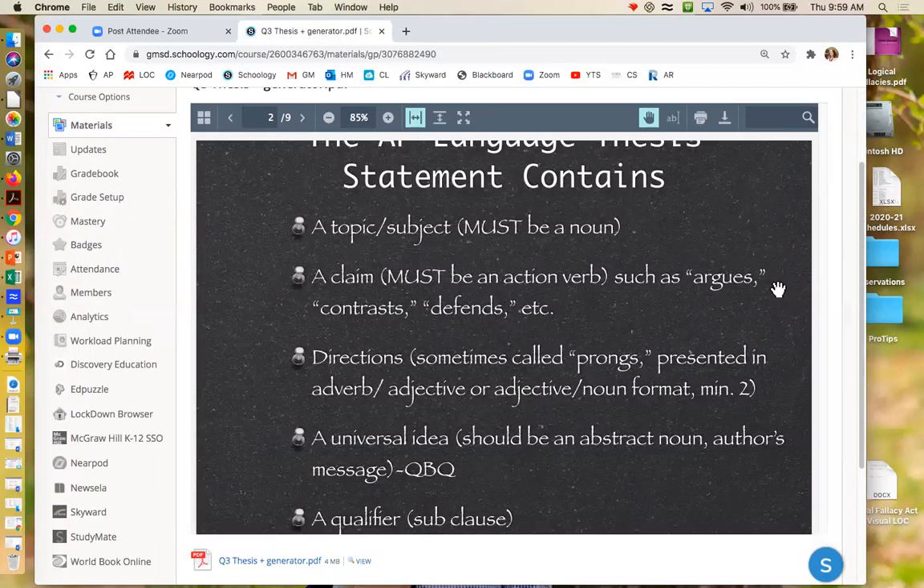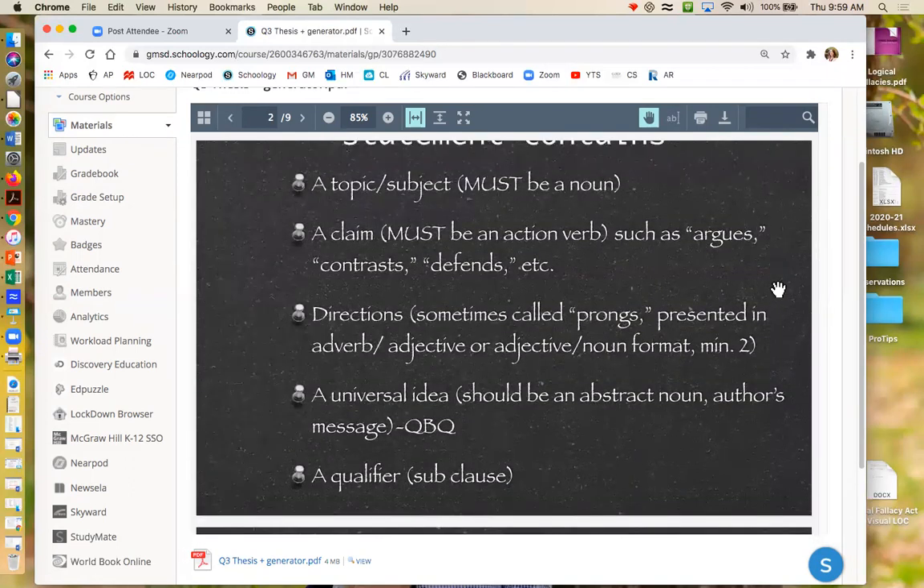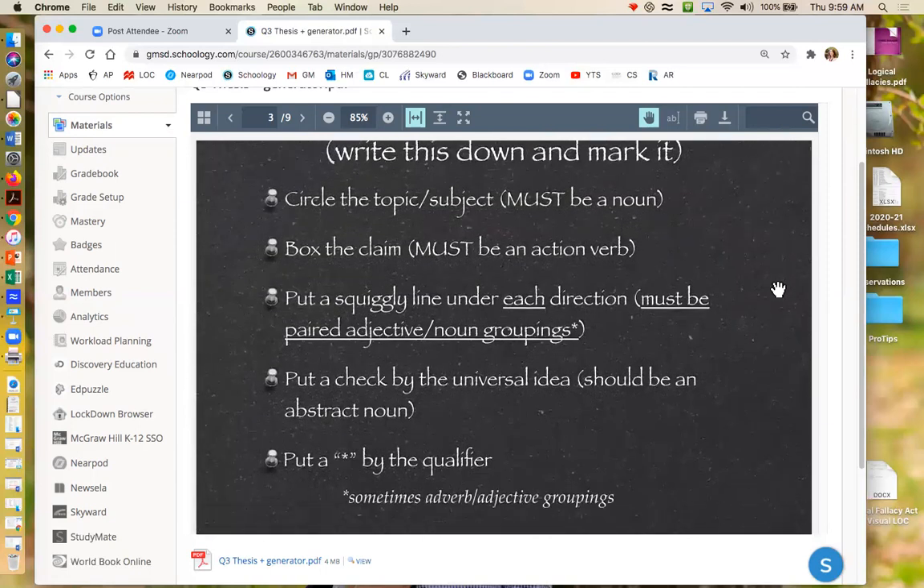You must have a topic that's a noun. You must have a claim that's an action verb. You must have at least two directions that are adjective adverb or adjective noun, a universal idea, and that subordinate clause. So it's very familiar, right? Just like the one that we wrote a few weeks ago. You're still going to circle, box, squiggle, check it, just to make sure you've got all your parts.